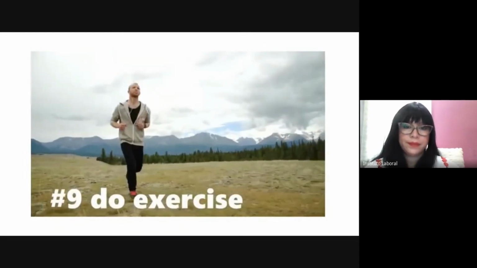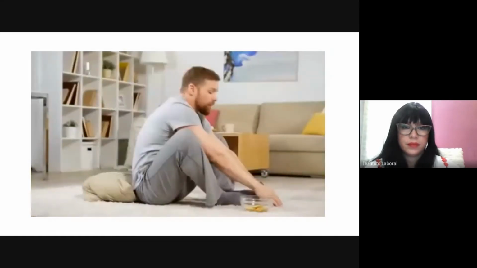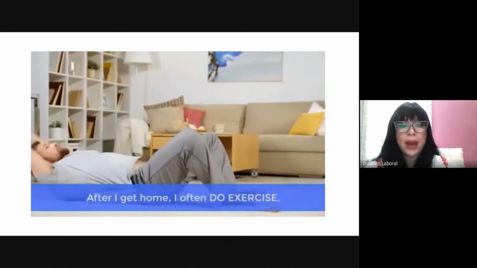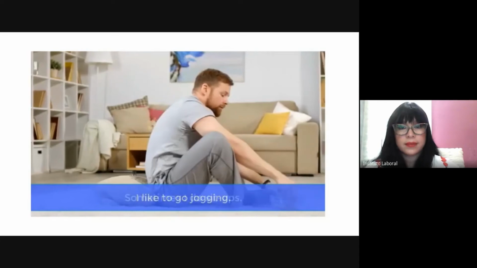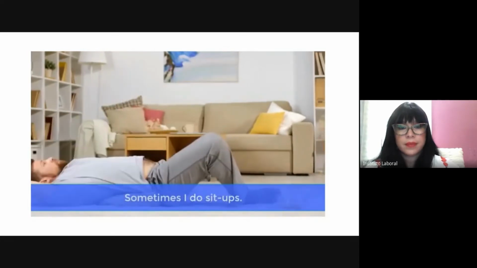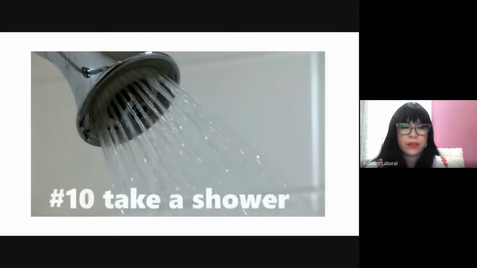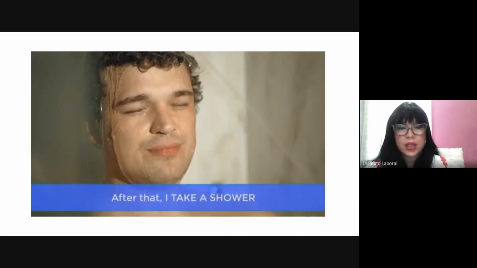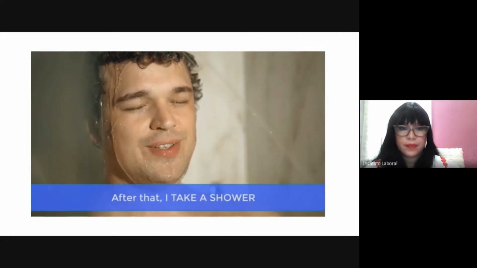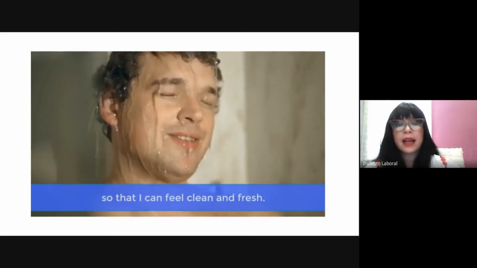Number 9. Do exercise. After I get home, I often do exercise. I like to go jogging. Sometimes I do sit-ups. Number 10. Take a shower. After that, I take a shower, so that I can feel clean and fresh.